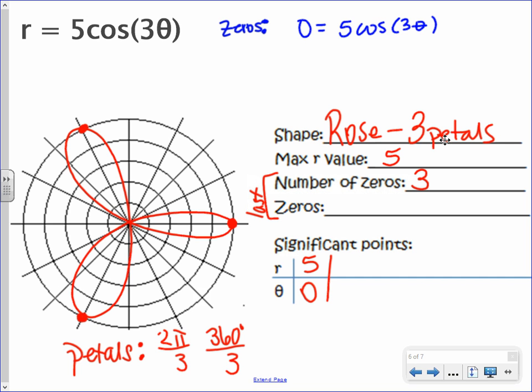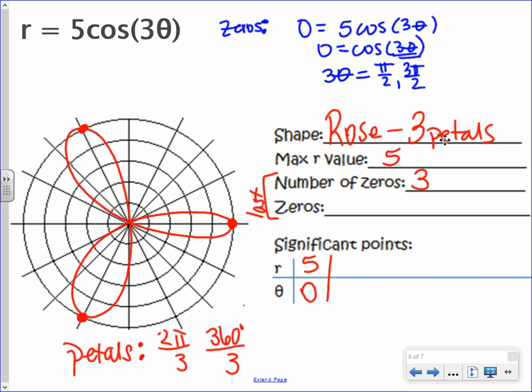So R is 0. Now we have to solve for theta. Well, we can divide by 5. That's good. 0 equals cosine of 3 theta. Okay, well now we need to know where the cosine is 0. Our angle is 3 theta. Right? So where is the cosine 0? Pi over 2? And 3 pi over 2.